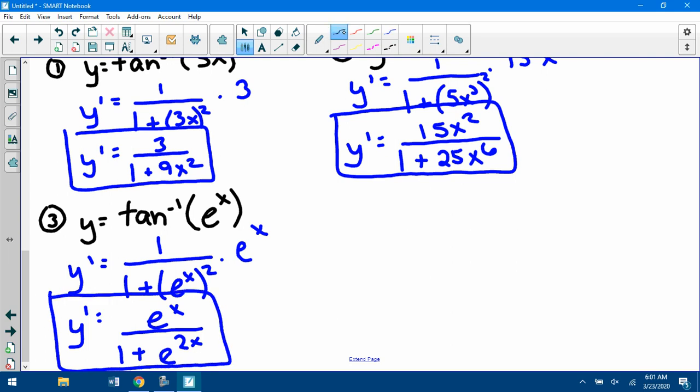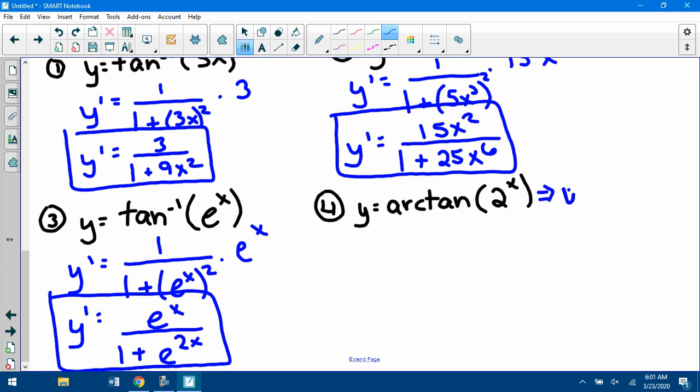Okay, I think you're probably getting the hang of it. We'll just do one final one. Find me the derivative of y equals arctan of 2 to the x. Now obviously when you see arctan, don't get confused. You know that's the same as y equals tan inverse of 2 to the x. I just wanted to write arctan because sometimes you'll see that. It means the exact same thing, just different notation.